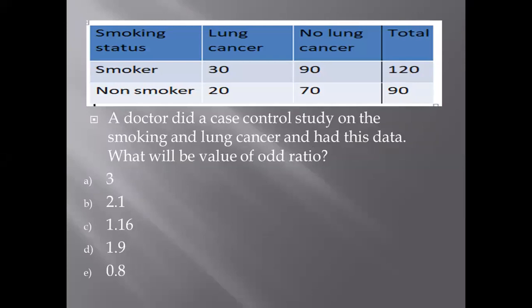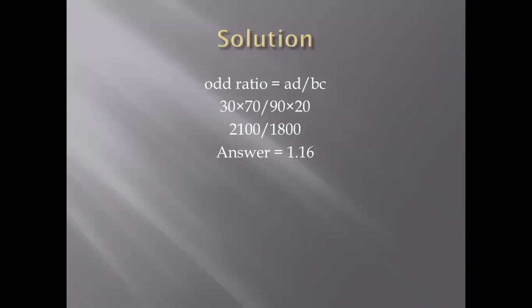This is a question. A doctor did a case control study on smoking and lung cancer: the smokers who developed lung cancer are 30, and who did not develop lung cancer are 90, and non-smokers who developed lung cancer are 20, and who did not develop lung cancer are 70. So, what will be the value of the odds ratio? C is the right answer. It's a cross multiplication. So 70 will be multiplied with 30, and 90 will be multiplied by 20. Here you can see 2100 divided by 1800. So the answer is 1.16.